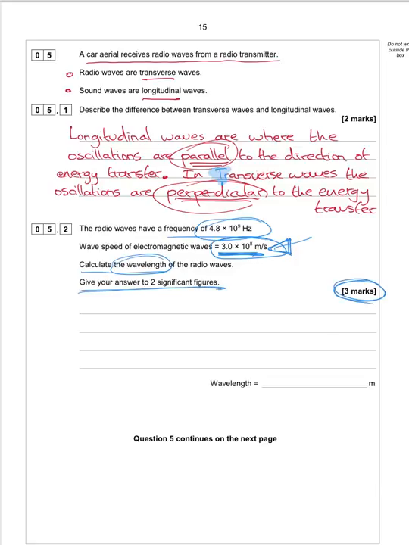1 mark will be, if they have put this in the answer, give your answer to a certain number of significant figures, then they expect you to write it to 2 significant figures. If you don't, you will lose a mark on this question. Okay, now let's just swap back to the red pen. So the equation you're after here is that wave speed is equal to frequency times wavelength. If you want an equation triangle for this equation, V, F and lambda, so speed, frequency and wavelength.